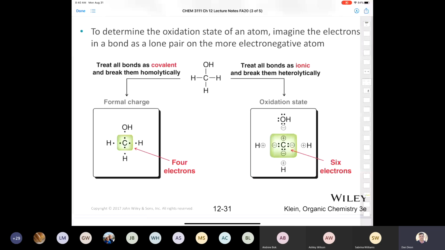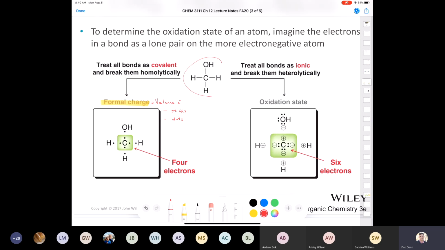Now, it says here to determine the oxidation state of an atom, imagine the electrons in a bond as a lone pair on the more electronegative atom. So let me show you what I mean. First, I'm going to address the left-hand side, because even if you've forgotten the formula, you all know how to calculate formal charge, right? Formal charge, I taught you, was the number of valence electrons, subtract sticks, subtract dots. Sticks and dots.